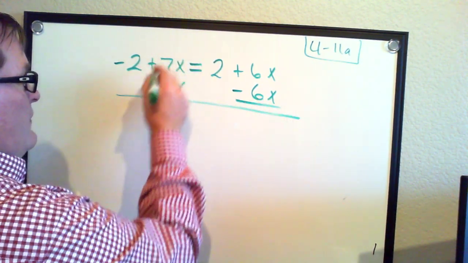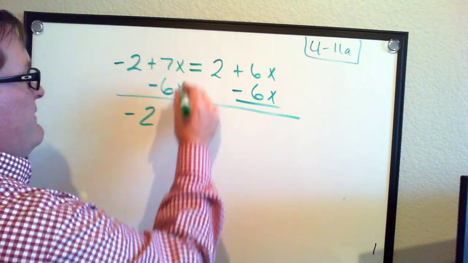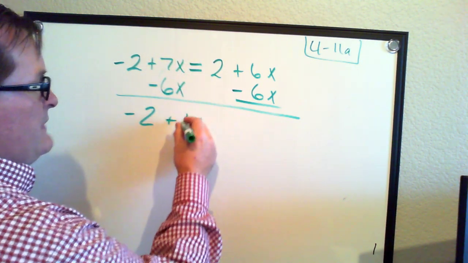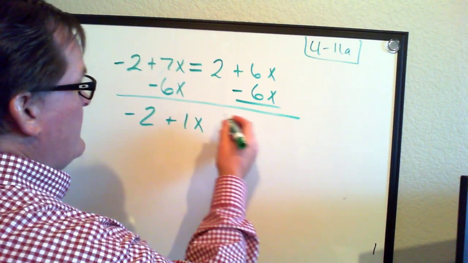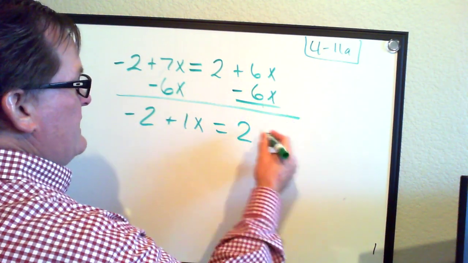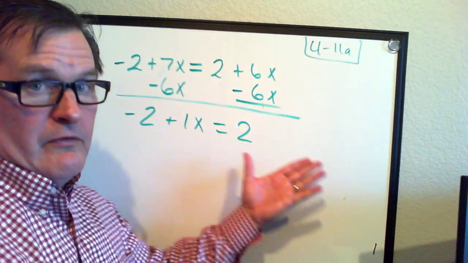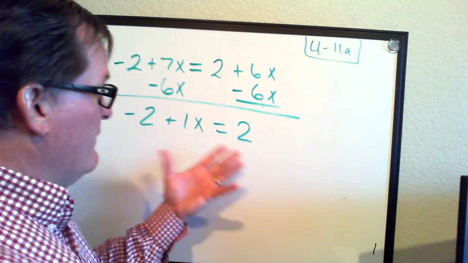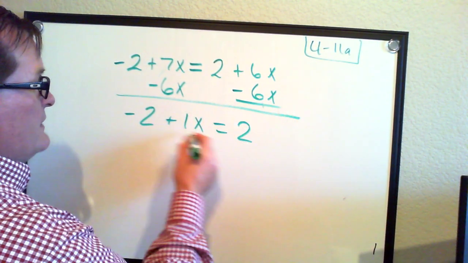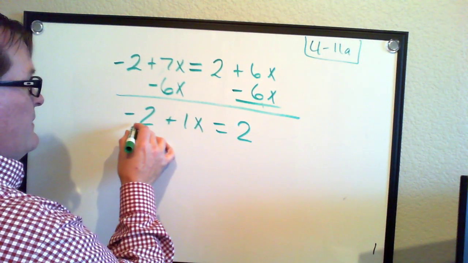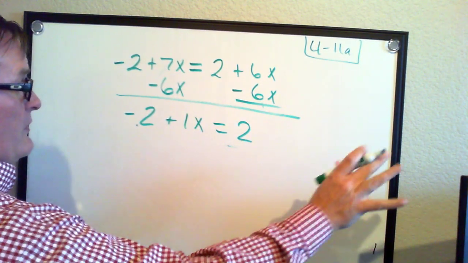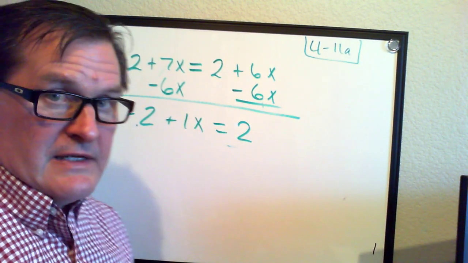So then I do the work here: negative 2, 7x minus 6x is plus 1x. I don't really need the 1, but it's good to write it there. Equals, we're left with a 2, and then what happened here was we subtracted that, so it's gone. So we've gotten a step closer to solving our problem, cleaning it up. Now I got all the x's on one side, so that part's clean. Now I need to get rid of this negative 2 because I need to start pulling things away from the x side and getting them to the other side of the equation, maintaining the balance.